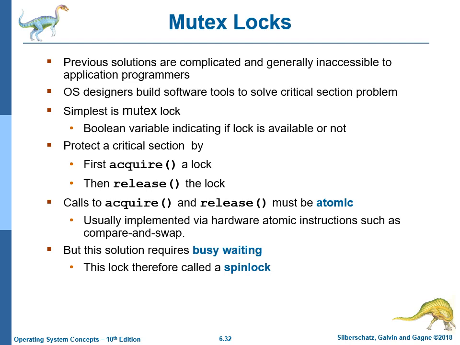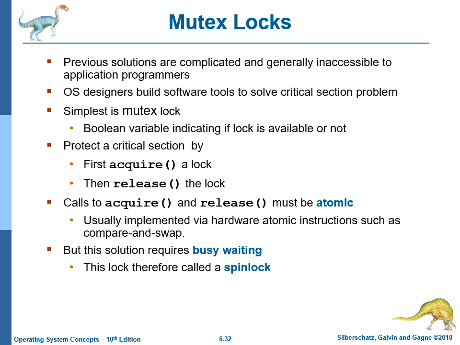So the hardware-based solutions to the critical section problem look complicated and are inaccessible to application programmers. Instead, operating system designers build software tools to solve the critical section problem. The simplest of these is the mutex lock. We have test and set, compare, and then the compare and swap instruction, which look complicated. So instead we let the operating system designer think of software tools to solve the critical section problem, and we provide a simple tool that we call the mutex lock.